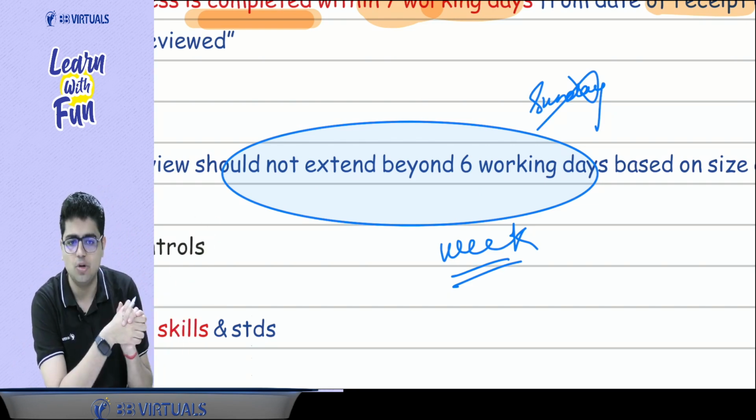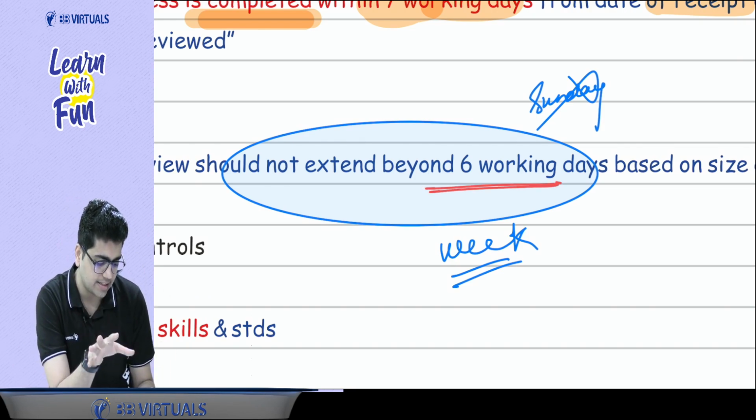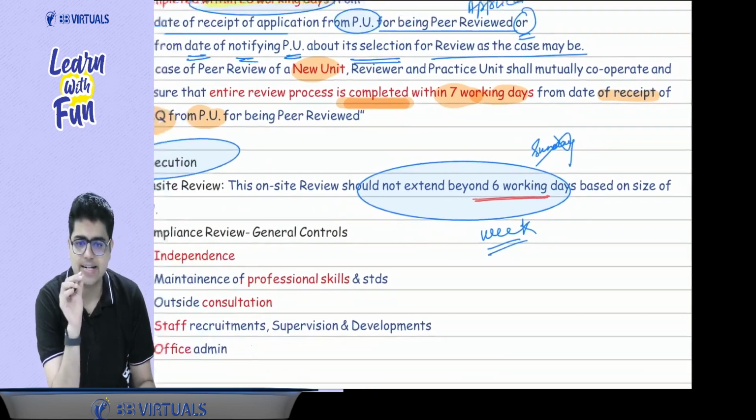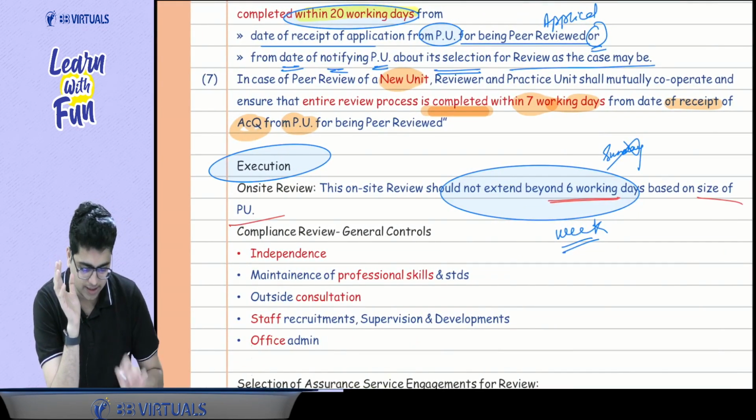On Sunday, there will be no peer review. So automatically, how many working days? Sir, 6 working days. So 6 working days is the maximum time limit for an on-site review based on the size of the practicing unit.